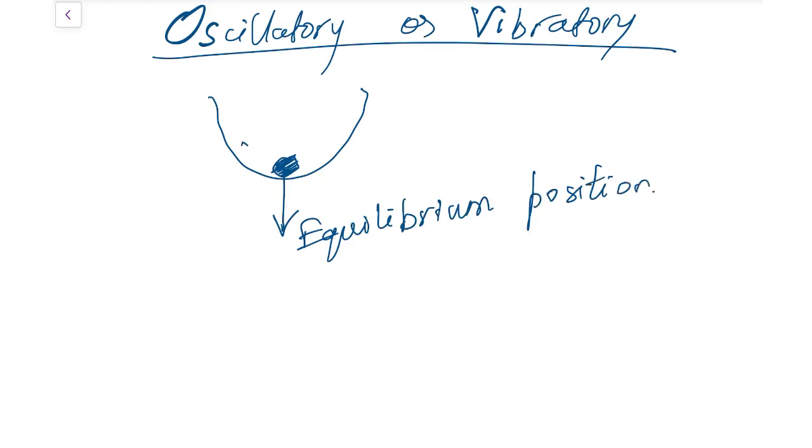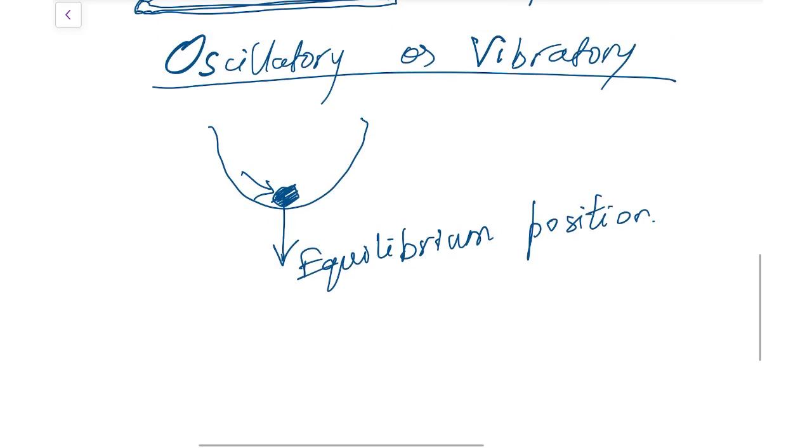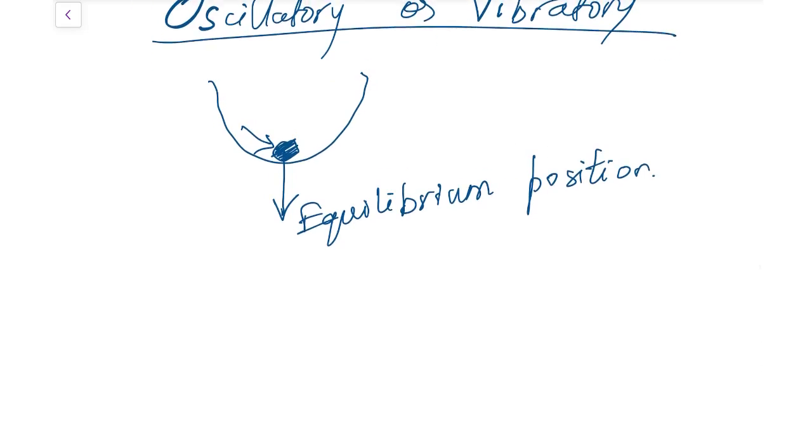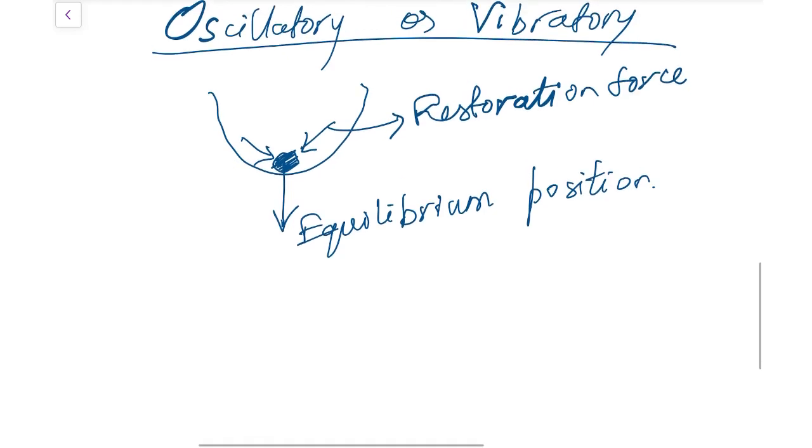Now, if I were to give a small displacement to this ball, it will move in that direction and move away from its equilibrium position. To counteract that, another force will start to act, which is known as the restoring force. The role of this restoring force is to bring this ball back to its equilibrium position, and in such a way this ball will start to oscillate about this equilibrium point.